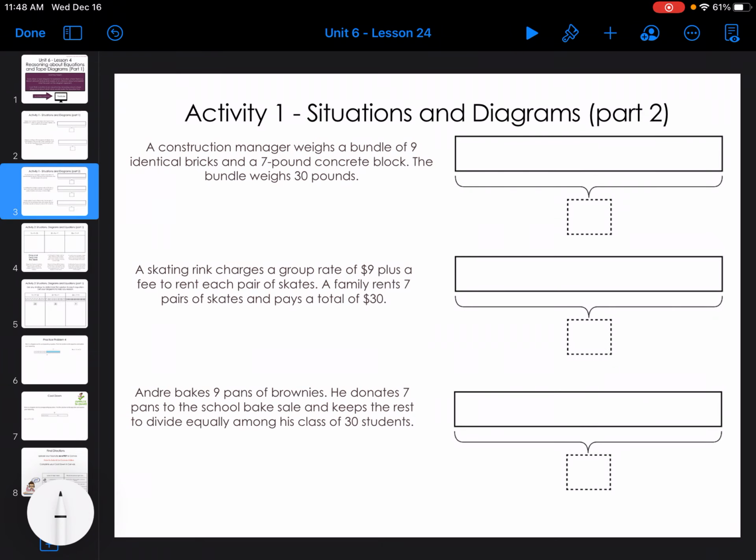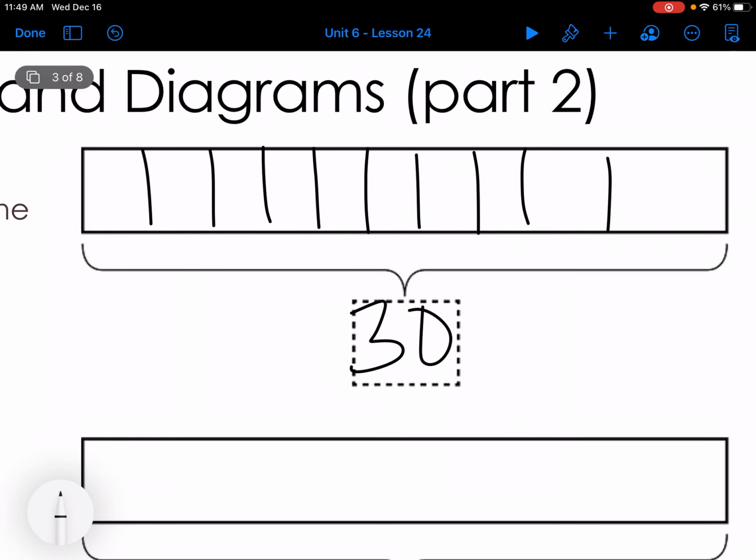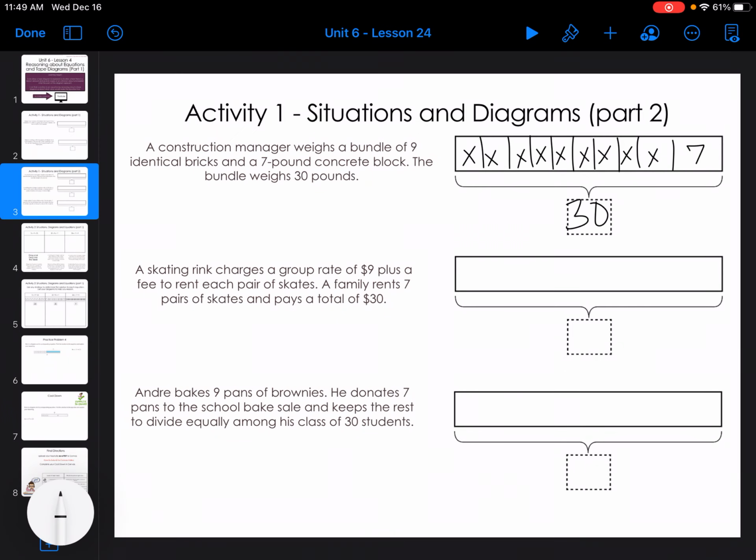A construction manager weighs a bundle of 9 identical bricks and a 7-pound concrete block. The bundle weighs 30 pounds. So I'm going to put a 30 here. I know that it's a bundle of 9 identical bricks. Okay, so that's 1, 2, 3, 4, 5, 6, 7, 8, 9. So this is where all the X's go. And then I have a 7-pound brick. So the first 9 all weigh the same, and then the last one weighs 7 pounds, so it's out there on its own.